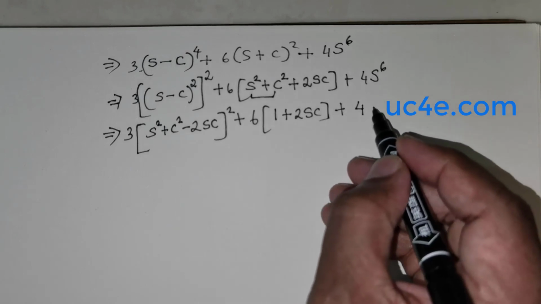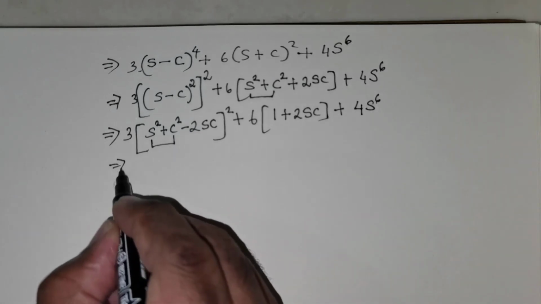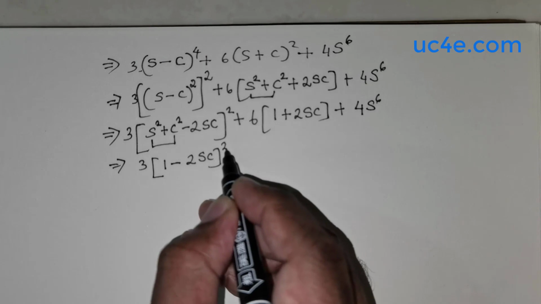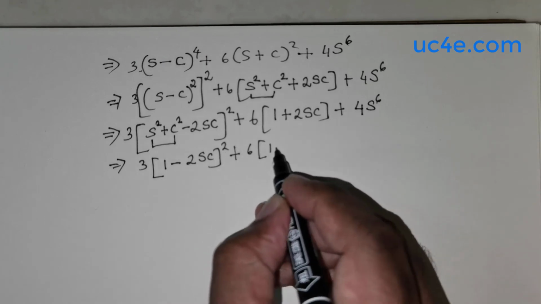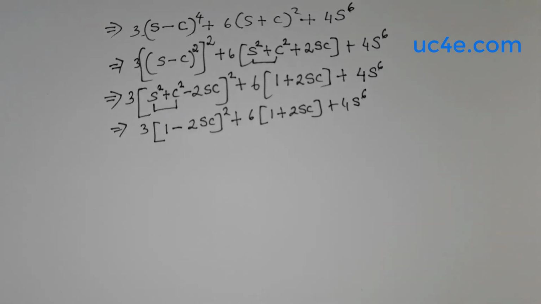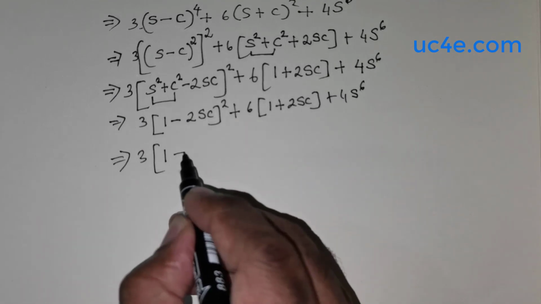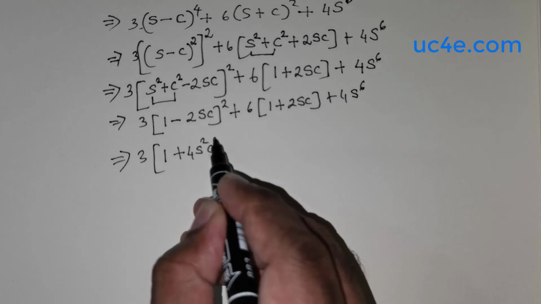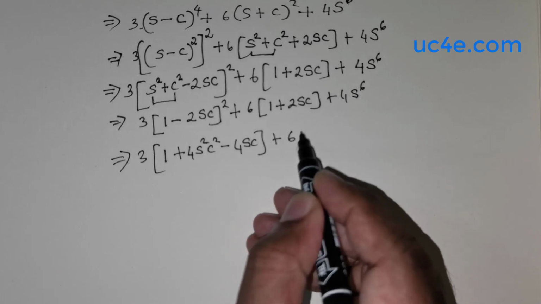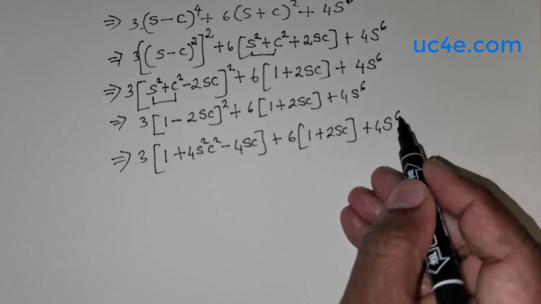Positive 4 times of s raised to the power of 6. Now similarly these two can be added. So this is going to give me 3 times of 1 negative 2 times s into c raised to the power of 2, positive 6 times 1 positive 2 times s c, positive 4 times s raised to the power of 6. So this is further rewritten as, I have to expand this, I get 1 positive 4 times s squared c squared negative 4 times s into c, positive 6 times of 1 positive 2 times s into c, positive 4 times s raised to the power of 6.